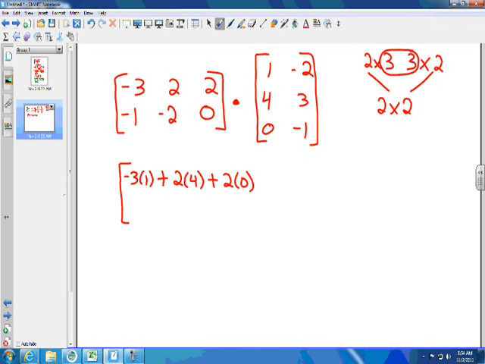So now we're going to do row 1 with column 2 right over here, just like we did on the other problems. So -3 times what? -2 plus, what will be the next thing we'd multiply? 2 times 3 plus what? 2 times -1.